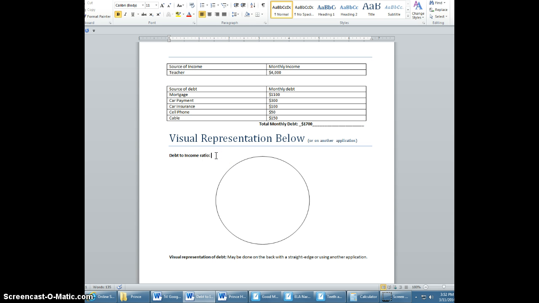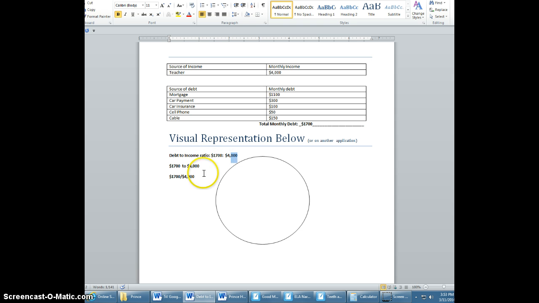My debt to income ratio can be represented like this: $1,700 to $4,000. It can also be represented like $1,700 to $4,000, just like that. It can also be represented $1,700 out of $4,000. Okay, that's my debt to income ratio. But what does it mean? We ultimately want to find out what percentage of our income goes towards paying debt. So to calculate debt to income ratio, I take my debt, $1,700, and I divide it by my monthly income. It's a debt to income. So the ratio is this number to this number.